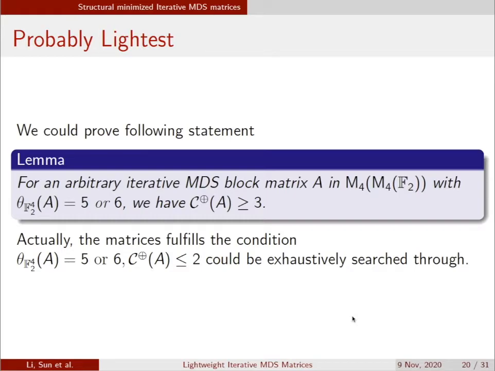And it's probably the lightest iterative MDS matrix in 16 by 16 binary matrices over 4-bit words. Because we could prove this lemma: for any iterative MDS block matrix with 5 non-zero blocks or 6 non-zero blocks, the XOR count is not less than 3. And actually, we exhaustively searched through all matrices with 5 or 6 non-zero blocks whose XOR count is not bigger than 2 and found no solution.